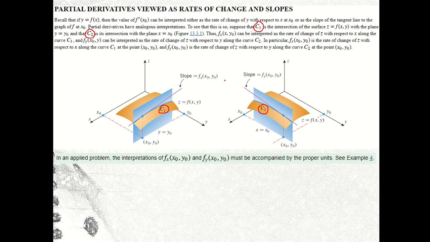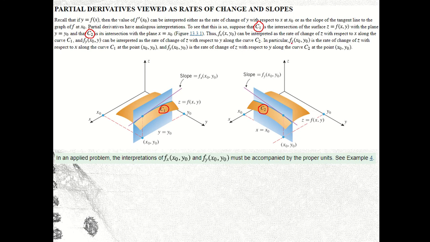So in this big figure, the partial derivative of the function of x and y, where y is held constant equal to y sub 0, with respect to x can be interpreted as the rate of change of z with respect to x along the curve C1. And the partial derivative of the function at x sub 0, y with respect to y, where x is held constant at x sub 0, can be interpreted as the rate of change of z with respect to y along the curve C2. This is our curve C2, the color orange. C1 is also the color orange.